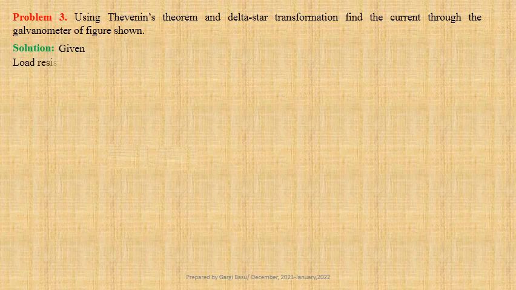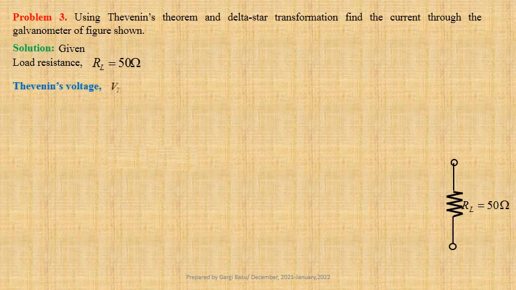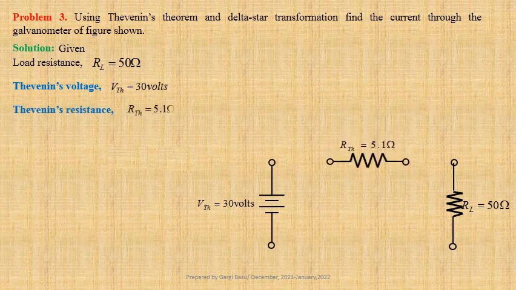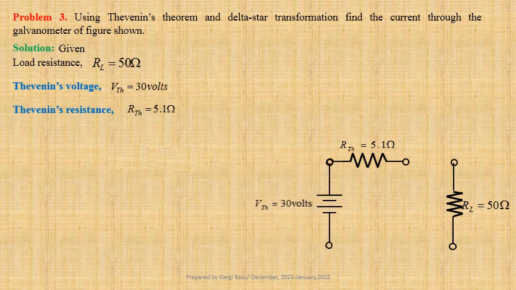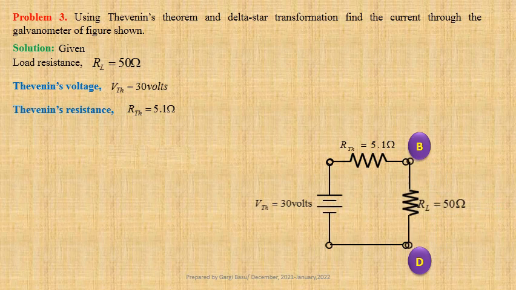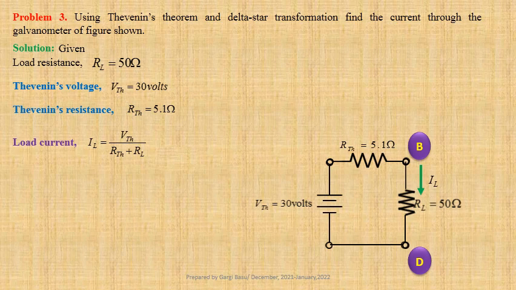Given load resistance RL equals 50 ohm, we have obtained Thevenin's voltage VThevenin equals 30 volts and Thevenin's resistance RThevenin equals 5.1 ohm. Let us draw the Thevenin's equivalent circuit and connect the load resistor RL. Now we shall calculate load current IL equals VThevenin divided by RThevenin plus RL. Using values we get 30 divided by 5.1 plus 50 equals 0.5445 ampere. Here load current IL equals IG, which is the current flowing through the galvanometer.